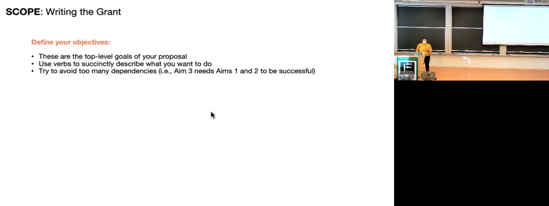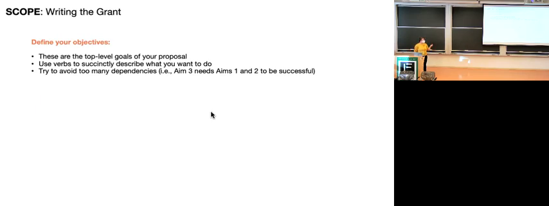And when you write them down, you want to write with verbs because you want to say, I'm going to do something. And I'll show you some examples of things that I've written, or just examples that I've put. Try to avoid too many dependencies. In general, this is impossible, in my opinion. It's impossible to say I'm going to do all 3 of these things. They're completely distinct, but they will achieve the outcome of this grant. But try not to have aims 2 and 3 that completely depend on aim 1, in which case if aim 1 fails, your entire grant falls apart.